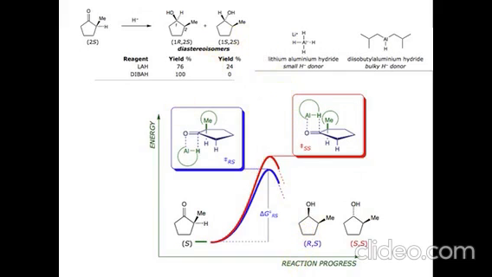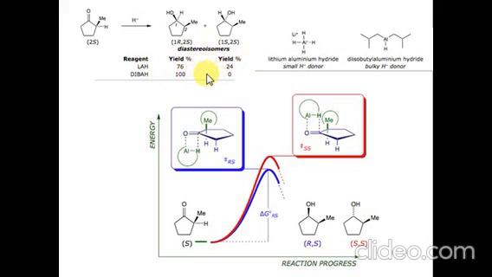Let's check the statistics. When you use lithium aluminium hydride, this hydride is the hydride donor, and it is a small molecule. In that case we get both isomers, with one isomer formed in 76% and the other in 24%.